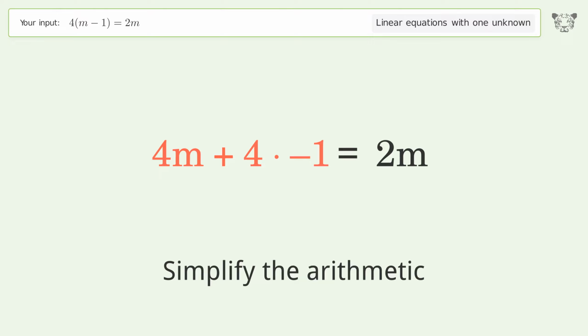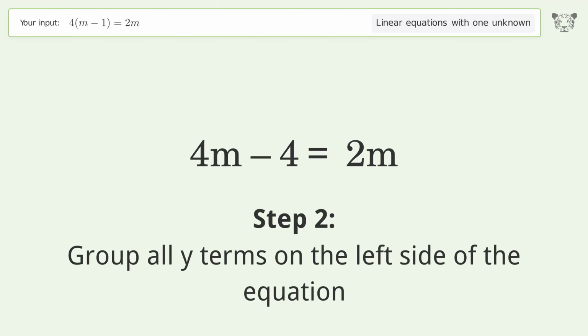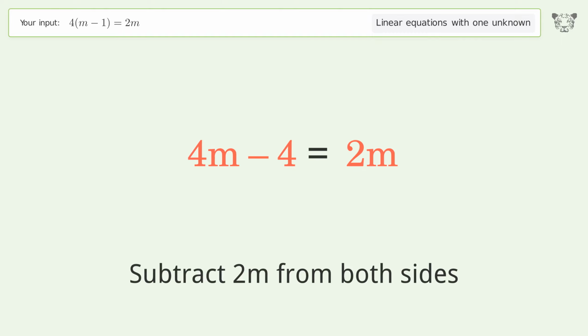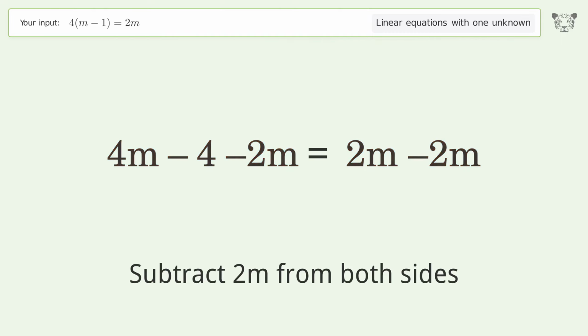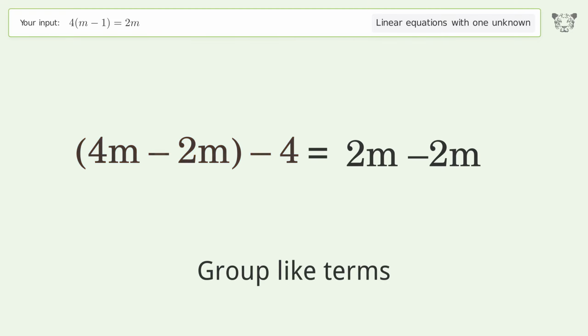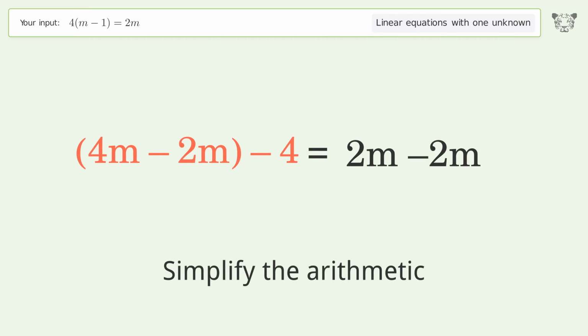Simplify the arithmetic. Group all m terms on the left side of the equation. Subtract 2m from both sides. Group like terms. Simplify the arithmetic.